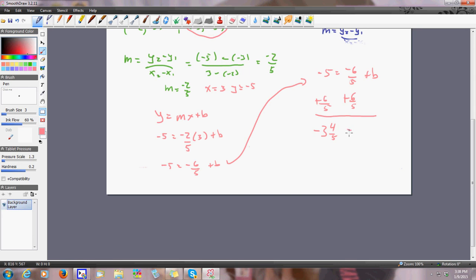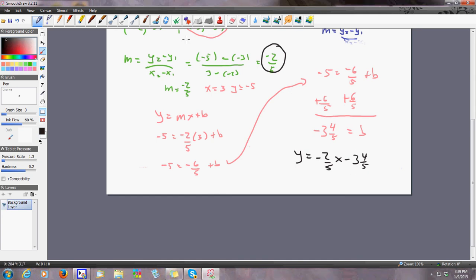Yep. Equals b. So now I rewrite my equation, subbing in my new m, which was negative 2/5, x, sorry, x minus 3 4/5. And that's it. My slope is negative 2/5. My y-intercept is negative 3 4/5.